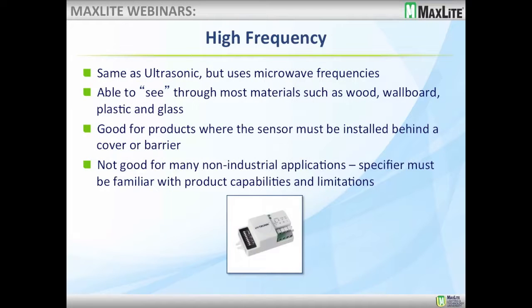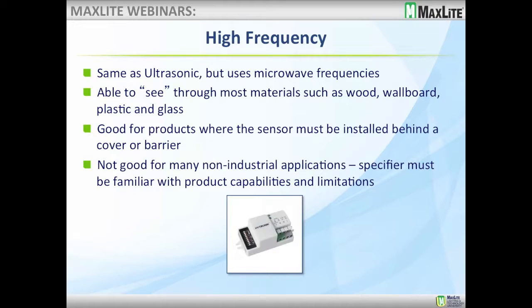Another one is called a high frequency sensor. Some people call it a microwave sensor. A lot of times we try not to use the word microwave sensor because people get alarmed at the fact that maybe this thing is going to work like my microwave oven and fry something. And it's actually a very, very low power, high frequency signal that comes out of that sensor.